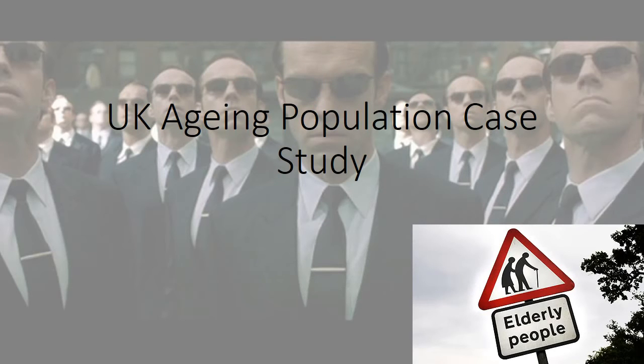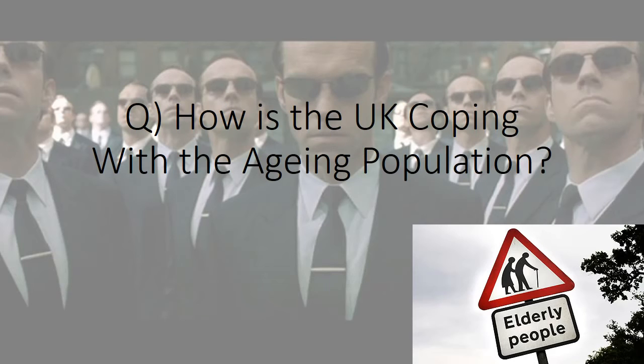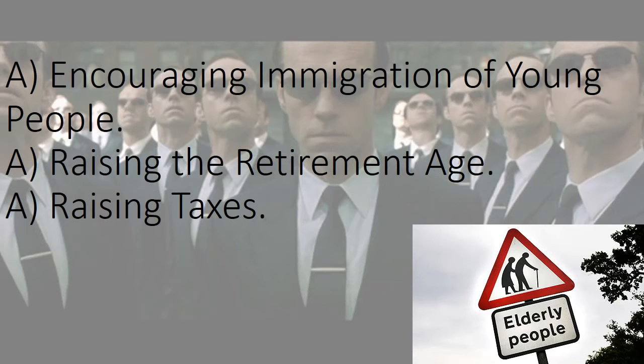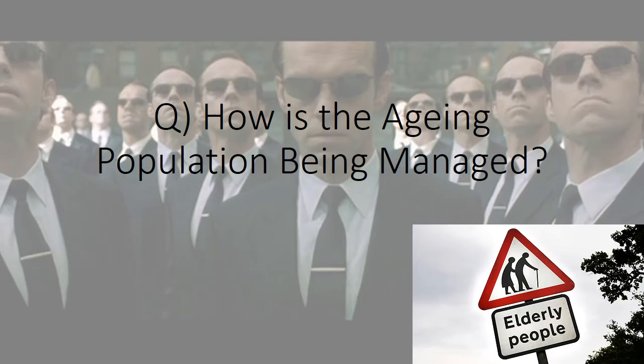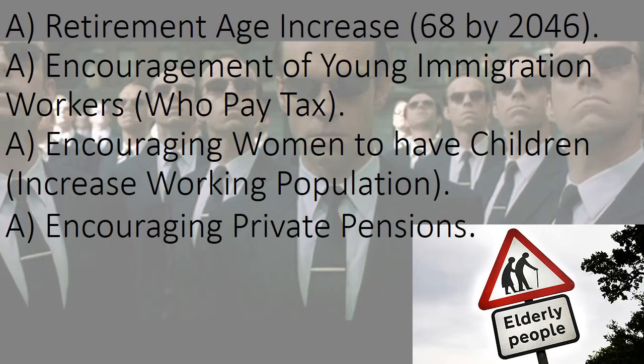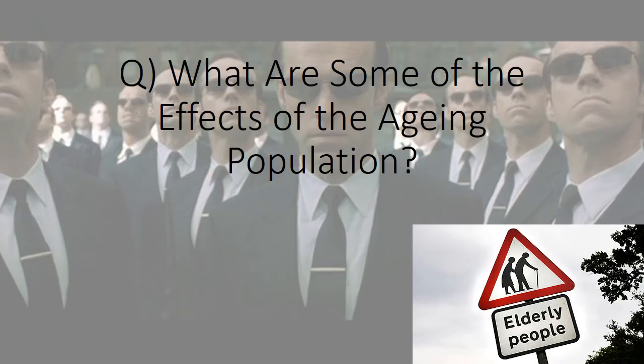UK aging population case study. How is UK coping with the aging population? Encouraging immigration of young people, raising the retirement age, and raising taxes. How is the aging population being managed? Retirement age increase, encouragement of young immigration workers, encouraging women to have children, encouraging private pensions.